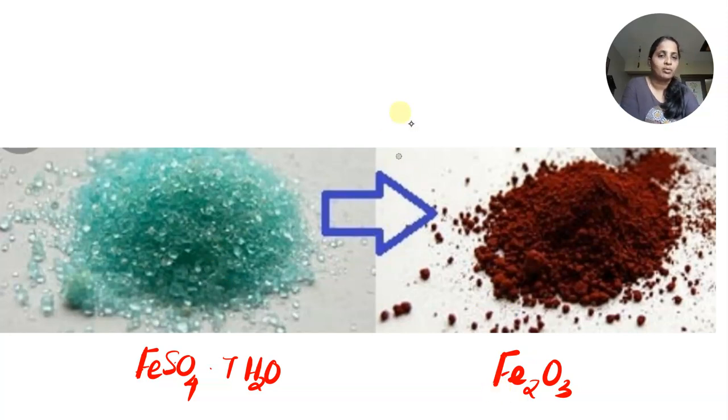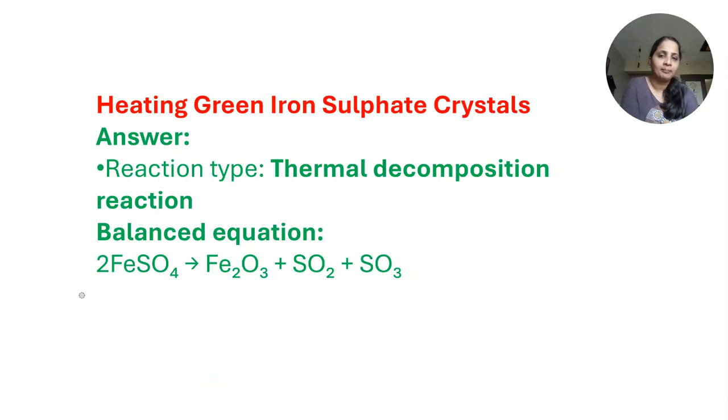So this is a very important reaction while studying these different reactions. So you can see the answer here. This is the balanced equation: 2FeSO4 gives Fe2O3 plus sulfur dioxide plus sulfur trioxide. Due to the formation of this Fe2O3, you are getting that red-brown colored substance. This is also an example of a thermal decomposition reaction, because by heating, this decomposition happens. So we can call it a thermal decomposition reaction.